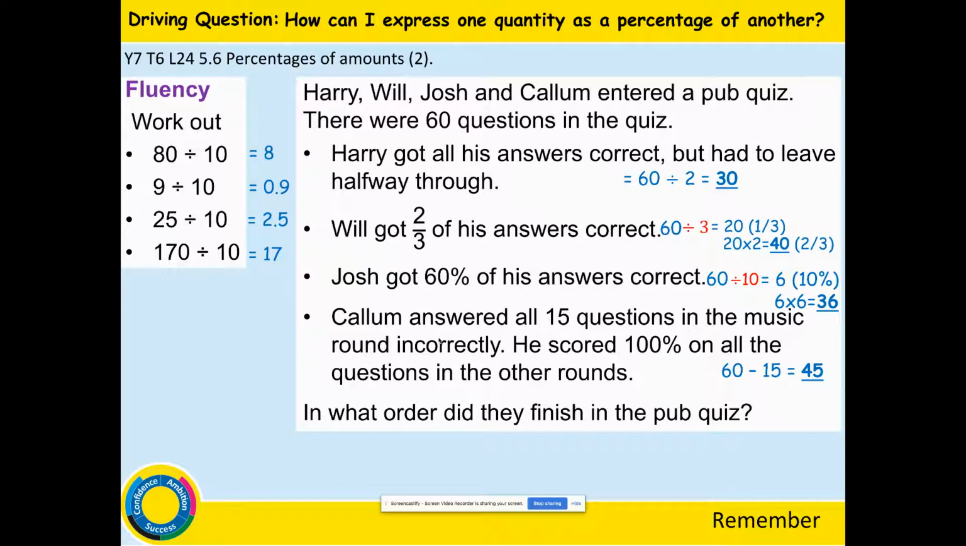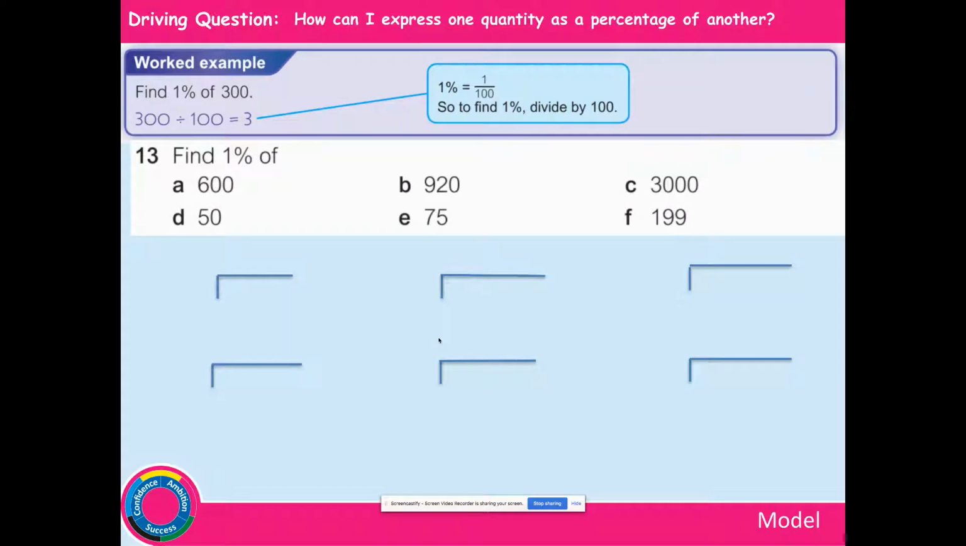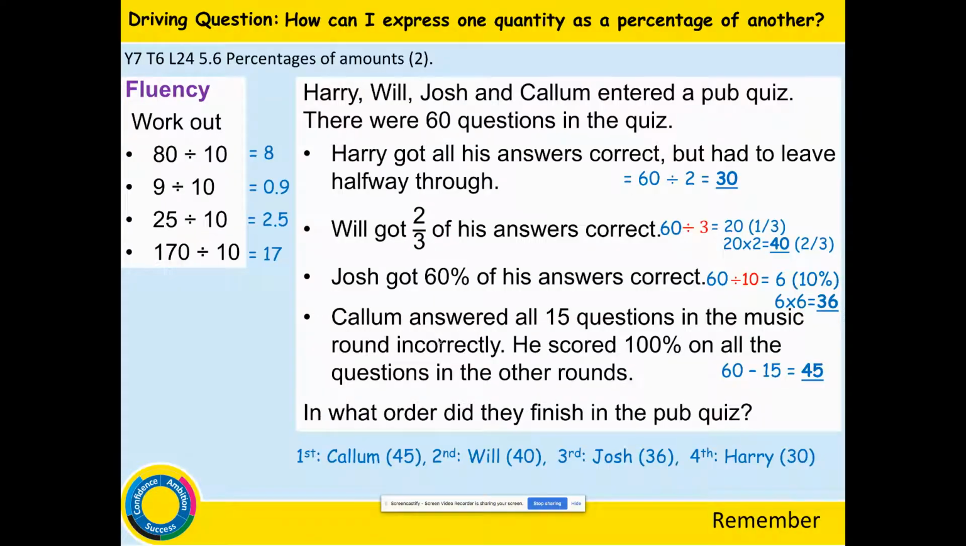So it looks like Callum came first with 45 marks. Will got 40 marks, so he was second. Josh got 36, so he's third, and Harry got 30. Sorry, I moved that one a bit quickly. Okay, if you need to write those down, press pause again, and press play when you're ready.